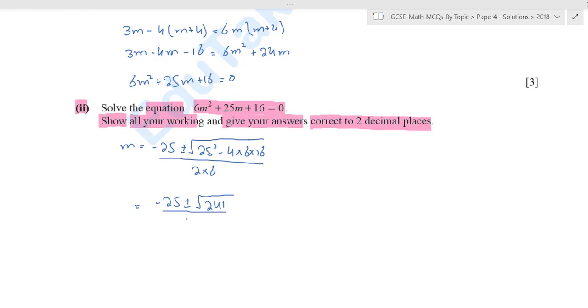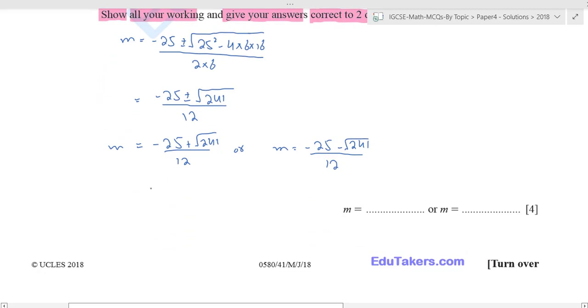over 6 times 2 is 12. Now either m is minus 25 plus square root of 241 over 12, or m is minus 25 minus square root of 241 over 12. Now we will solve both of them.